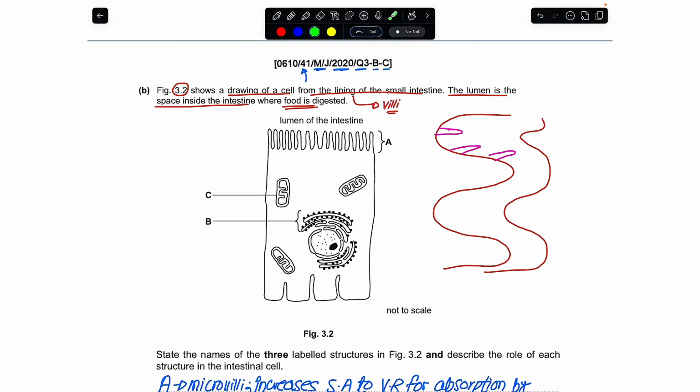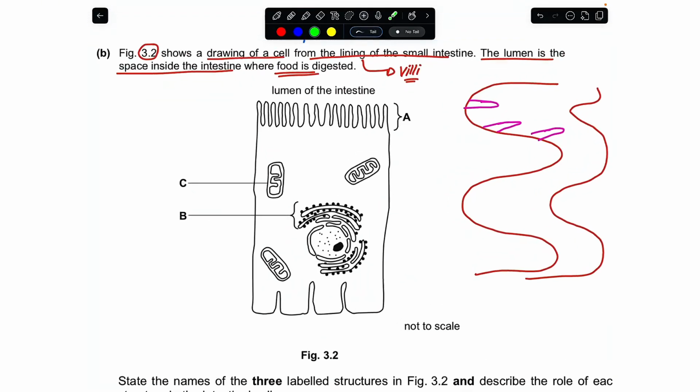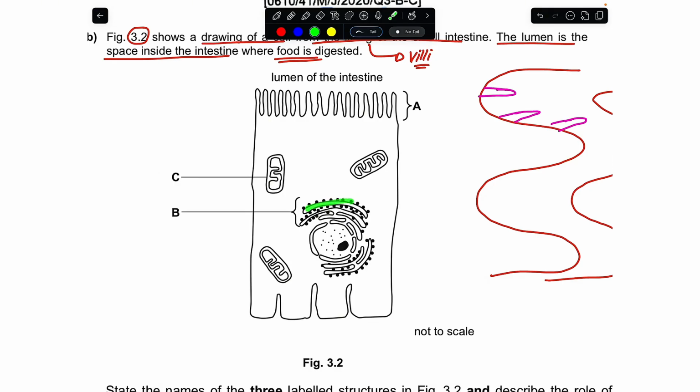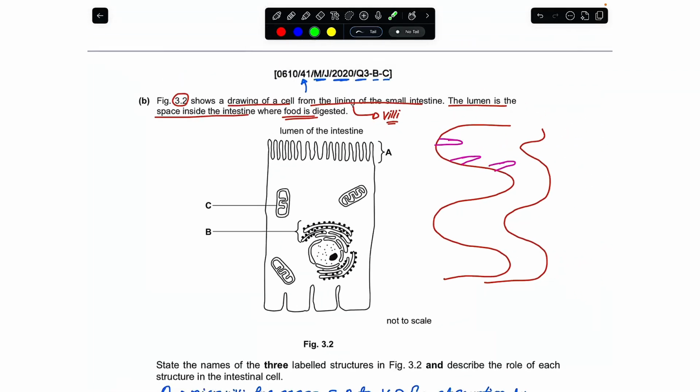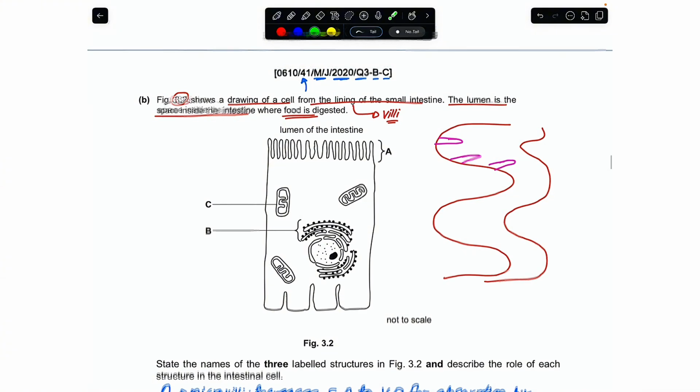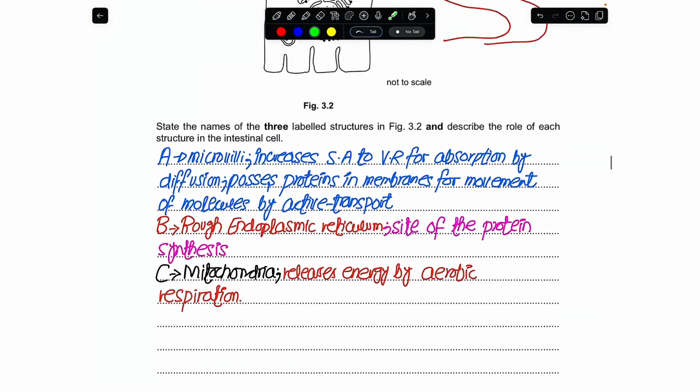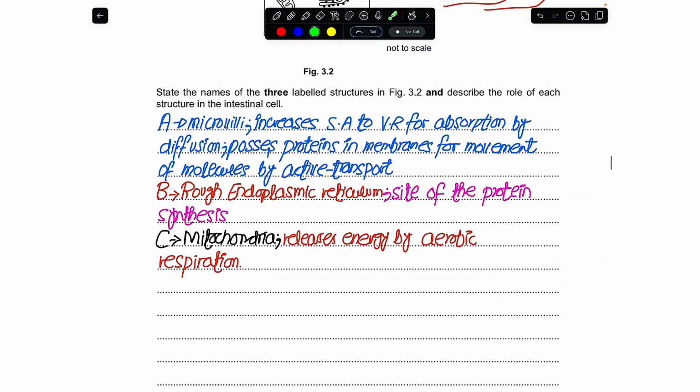If we look toward the B structure, if I were to zoom in more, I have got an extended network of membranes having ribosomes on it. So this would be rough endoplasmic reticulum. So overall, this is an epithelial cell of the villi of your small intestines. For a total of 6 marks, the examiner is interested that you state the names of the three labeled structures that are given in figure 3.2, and we are required to describe the role of each structure in the intestinal cell.